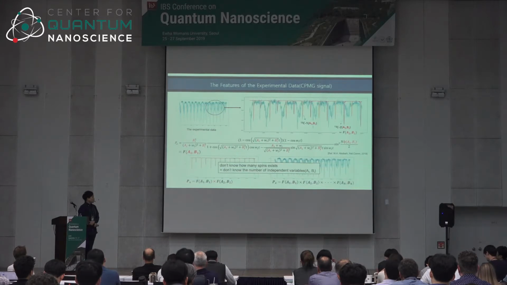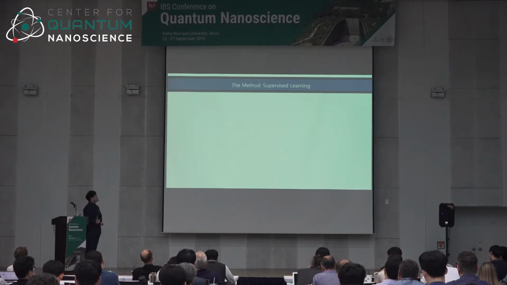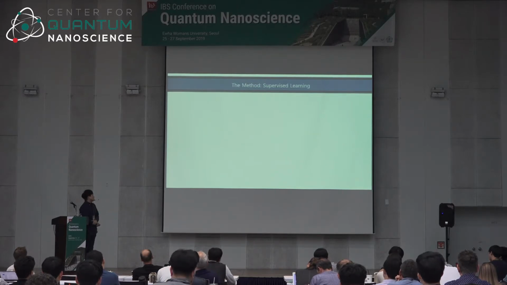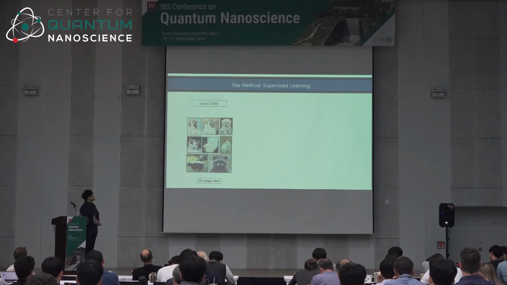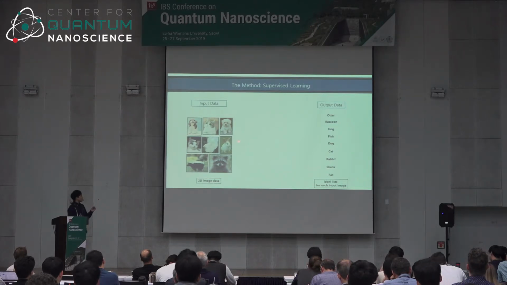So this is why we want to implement another approach, and this is the main methodology we use. This is supervised learning, a very typical method among machine learning methods. Let me describe just a simple concept of it. For implementing supervised learning, we need to have both input data and output data.